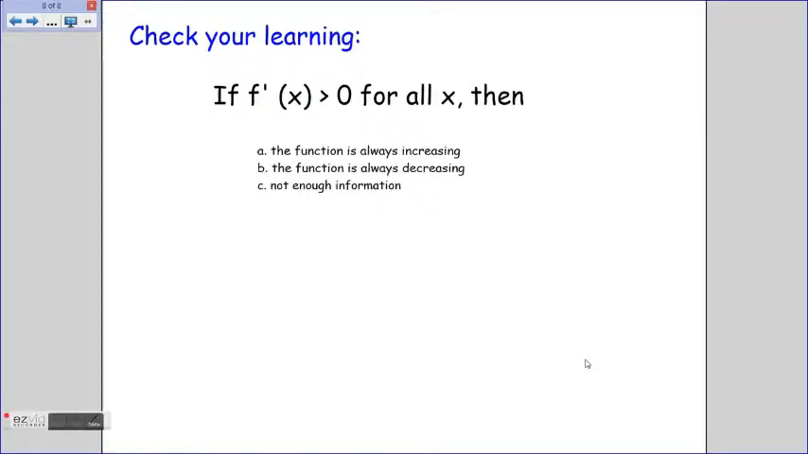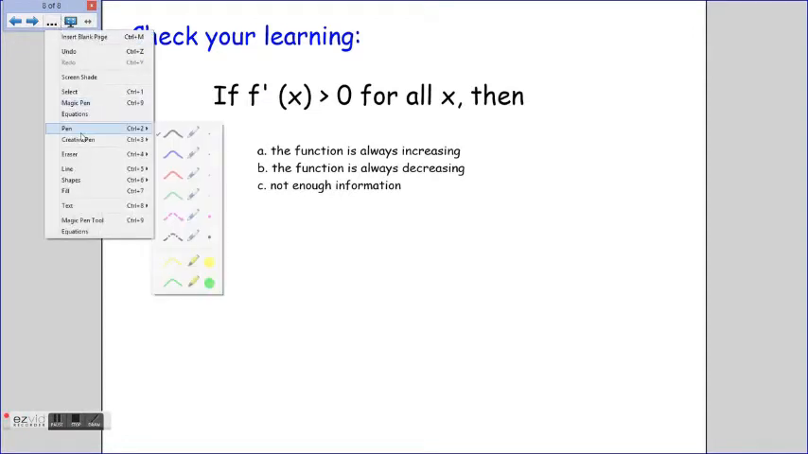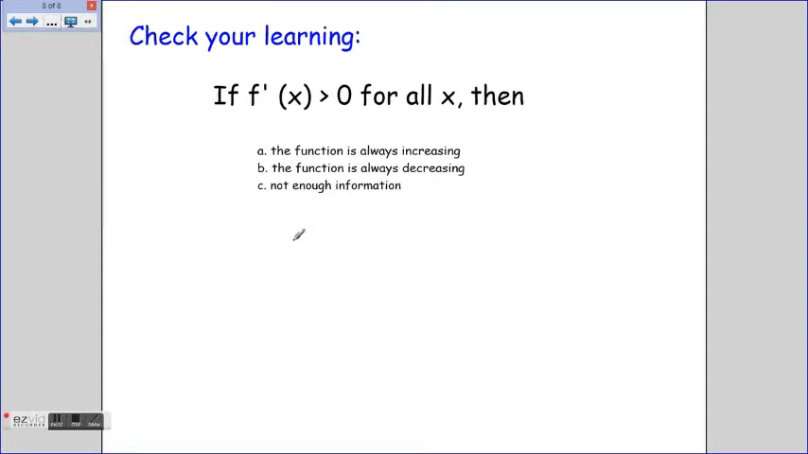Only one more thing to take care of, and that is checking our learning. If f prime at x is greater than 0 for all values of x, then A, the function is always increasing, B, the function is always decreasing, or C, not enough information. Make your decision now. And the answer is A. It's positive for all values of x, then the function is always increasing.